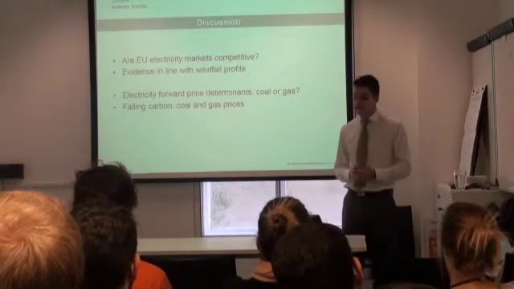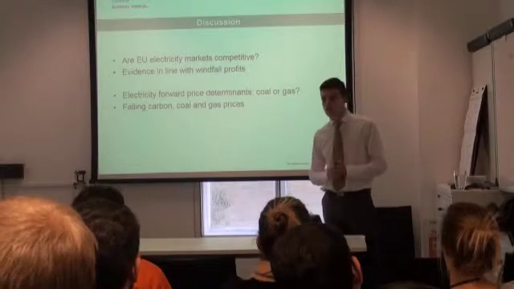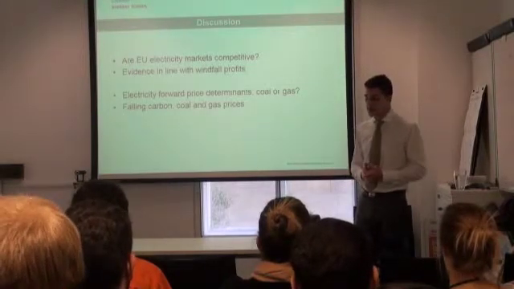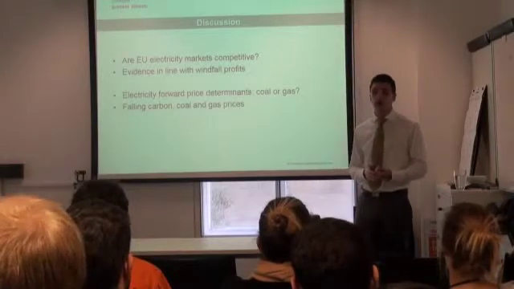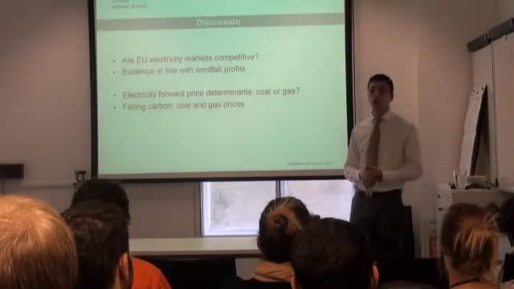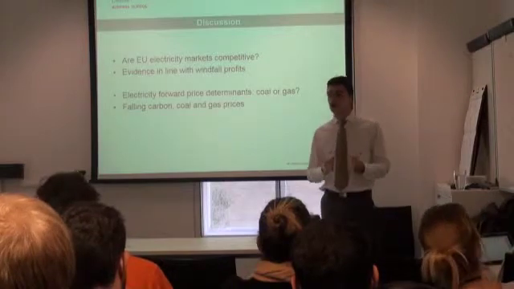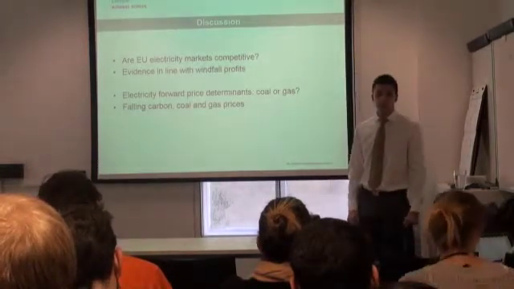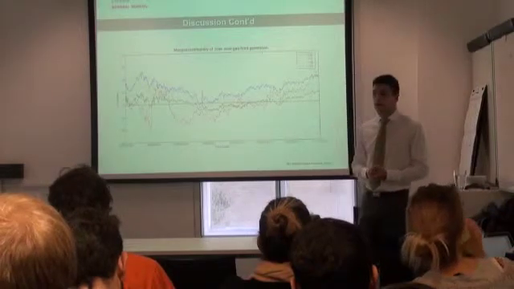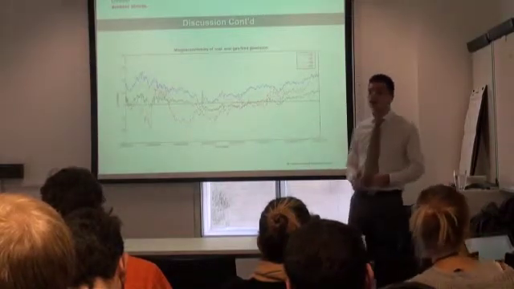What can we say instead about the determinant of electricity forward prices, which is more important, coal or gas? We found that coal was more influential in determining electricity prices compared to gas, and this was probably a result of the falling carbon prices during the study period. The carbon market crashed twice, and also probably because of the low gas prices, because of the shale gas bonanza in the United States, which also contributed by decreasing coal prices. So therefore, coal has become a very profitable production unit.